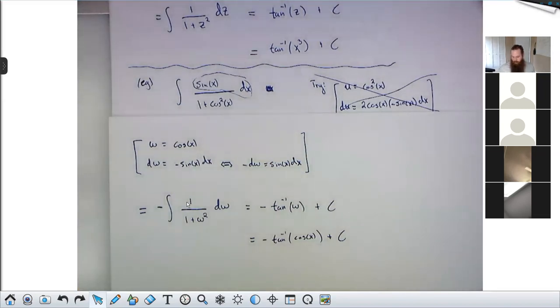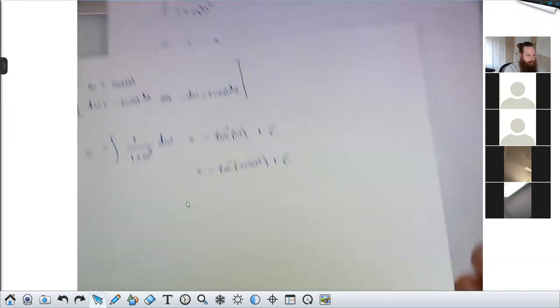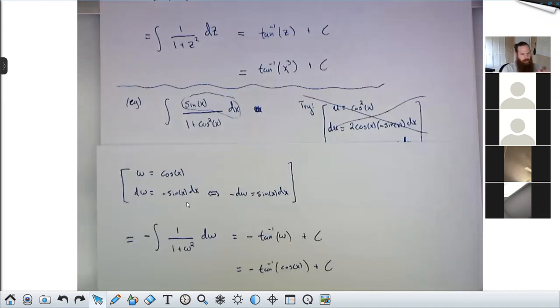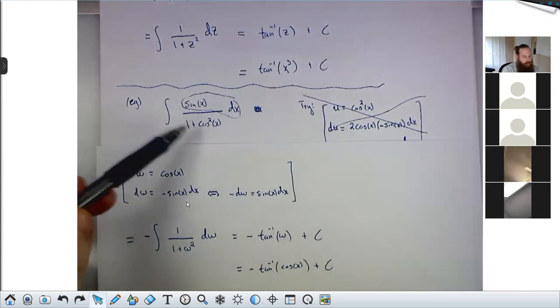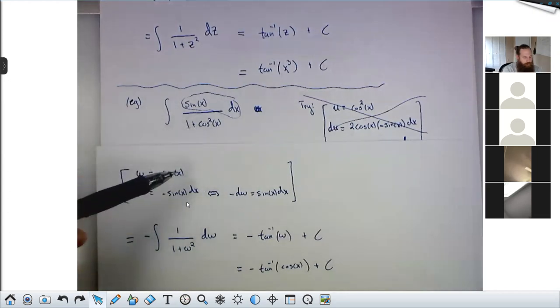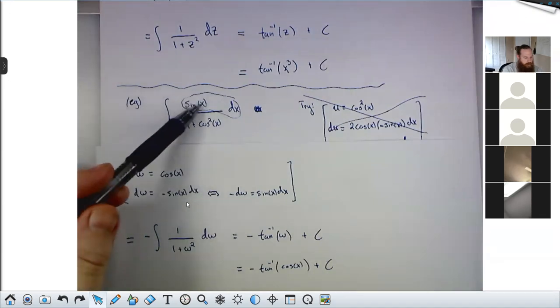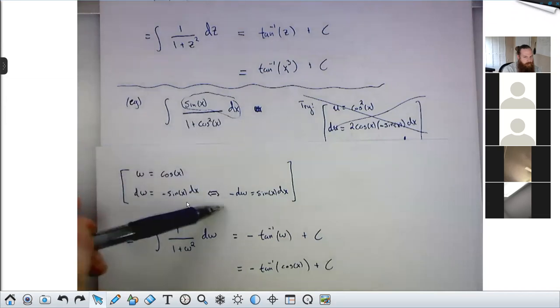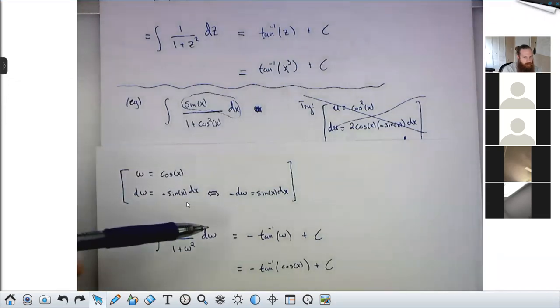Okay, the next example and the last example of an indefinite integral like this that I'm going to do is very similar. First, questions on this, on how we made this substitution solve the problem. I let w be cos x, so my bottom is going to be 1 plus w squared. The differential dw is negative sine x dx. So here, this sine x dx is negative dw. So I get my negative and my dw.